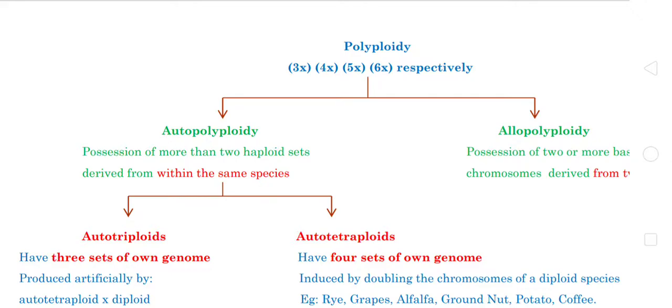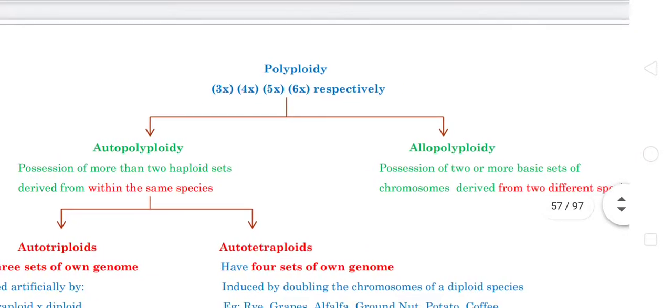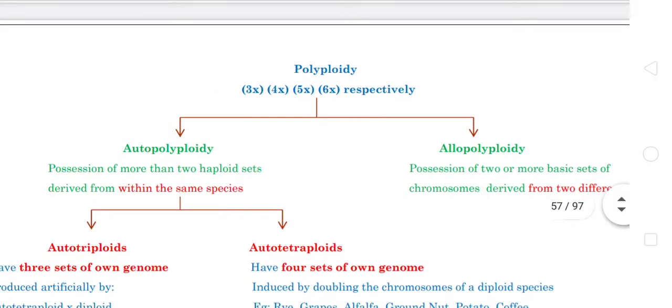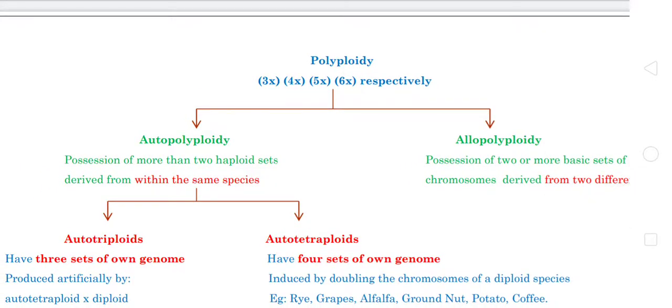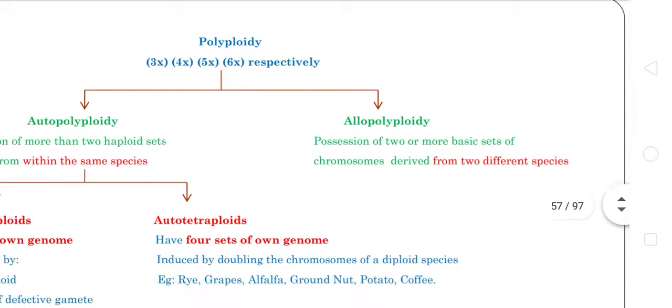Here more than 2 haploid sets of chromosomes are derived within the same species. Auto means self. So possession of more than 2 haploid sets of chromosomes within the same species is called autopolyploidy. Whereas in allopolyploidy, the presence of 2 or more basic sets of chromosomes is derived from different species. Keep it in mind: in autopolyploidy it is derived from the same species, whereas in allopolyploidy it is derived from 2 different species.